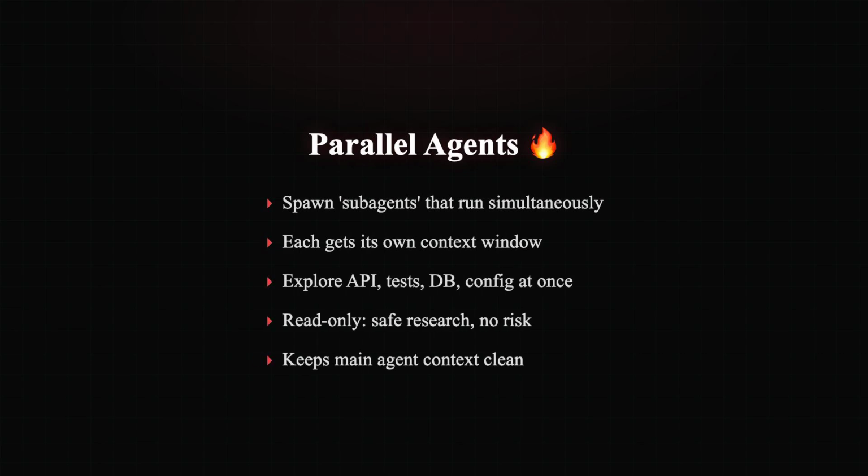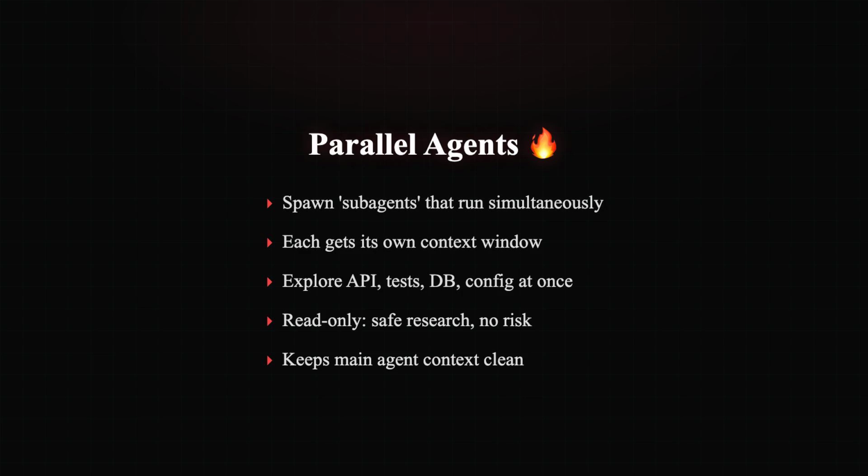Cline can now spawn what they call subagents, focused research agents that run simultaneously. Each subagent gets its own context window, explores the codebase independently, and reports back to the main agent. Think about it, you're onboarding to a new codebase. Instead of one agent slowly reading through files sequentially, you can spin up subagents to investigate the API routes, the test setup, the database models, and the deployment config all at once.